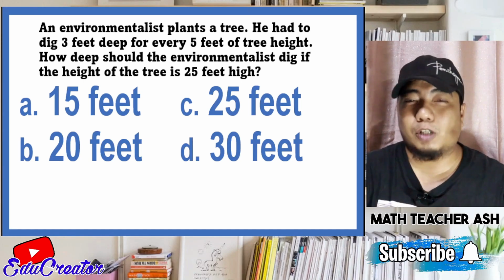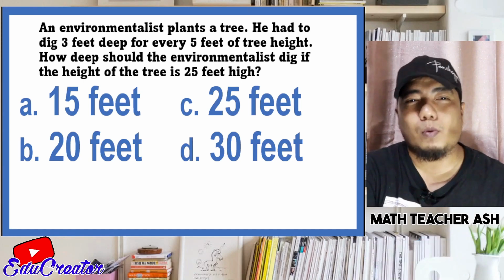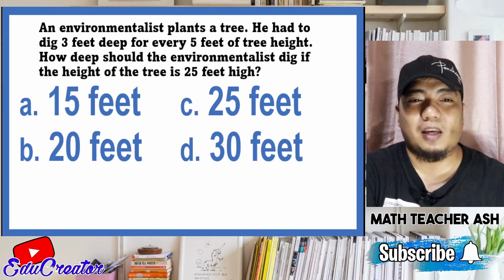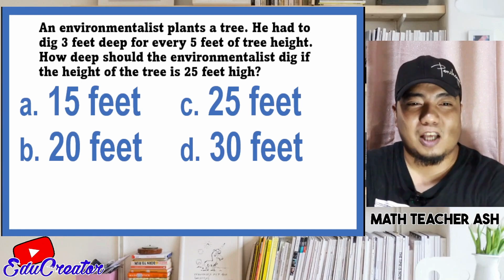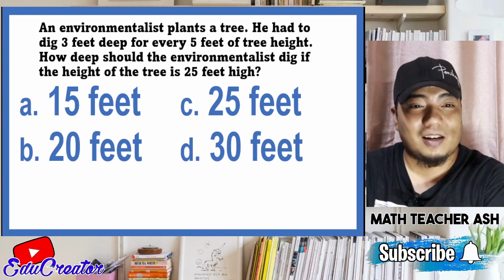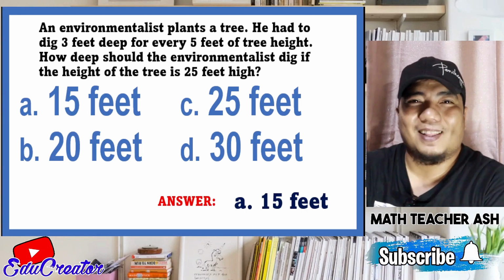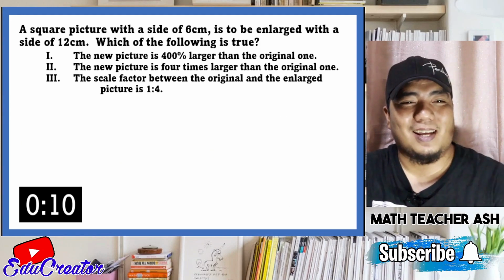So, of course, due to parallelism, we will also multiply our deep by 5. So 3 times 5, the answer is 15. So our correct answer here is 15. Let's check. All right. Easy, my dear math learners, right? Now, let's go to the next question.